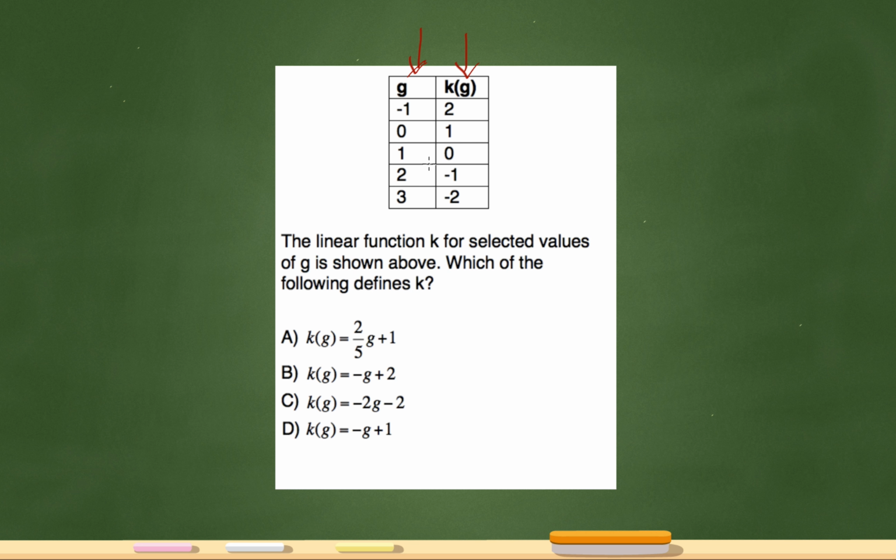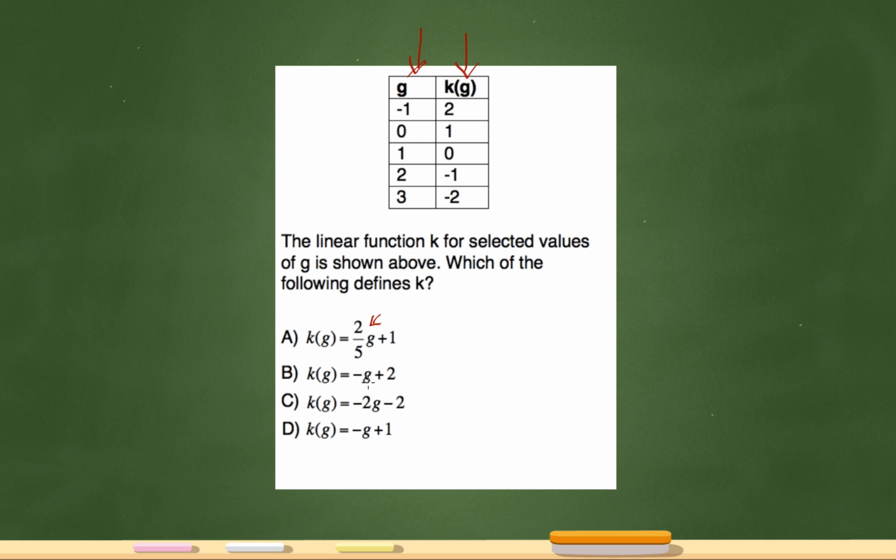So let's go through A. Right, so it's saying if I plug in 0, and I'm working with 0 because it's a nice, easy to work with number. So if I input the 0 right there, it should give me 1. So 2/5 times 0 is 0. 0 plus 1 is 1. So this one does work, right? So for now, let's just go through the answer choices and eliminate anything that won't.